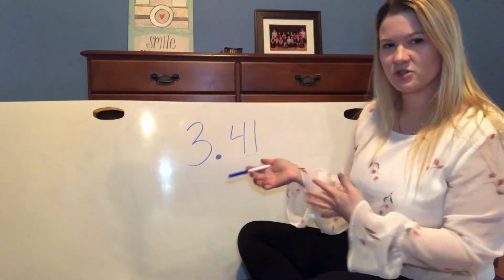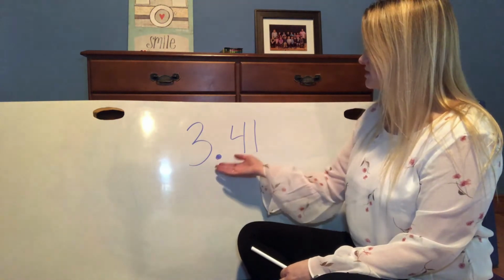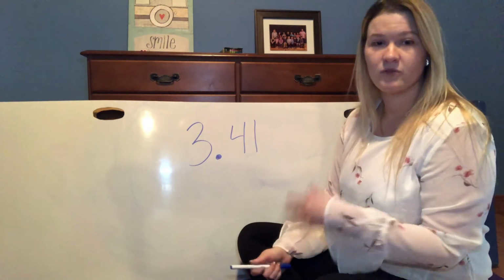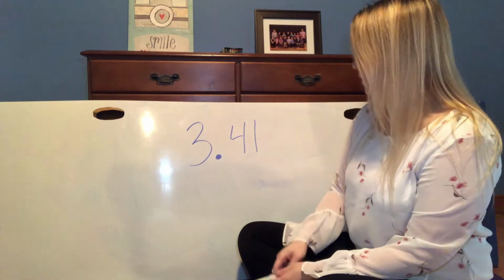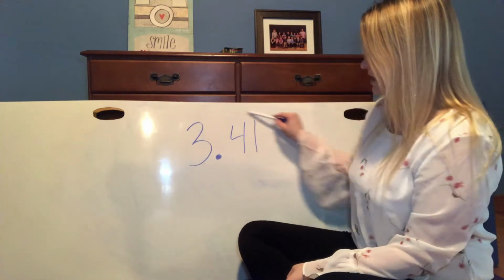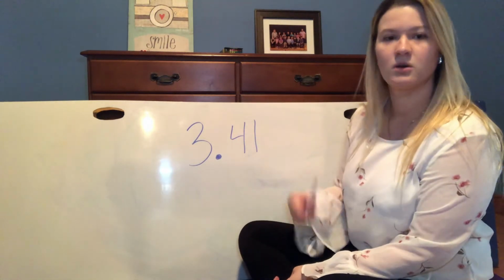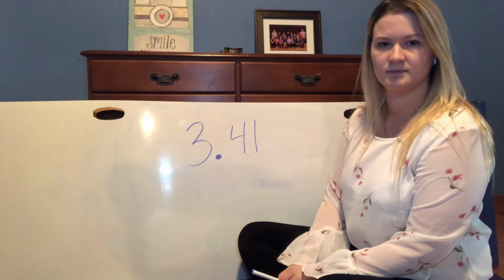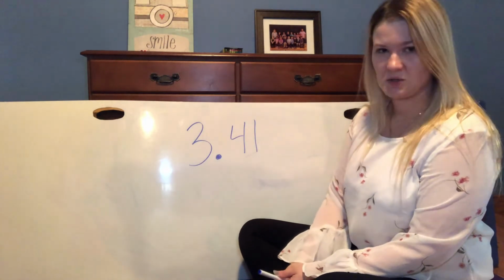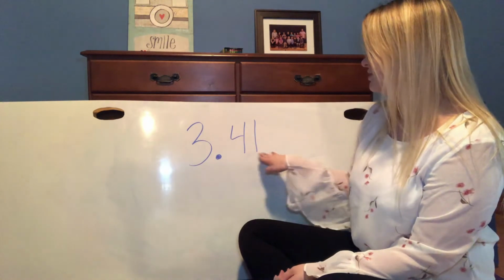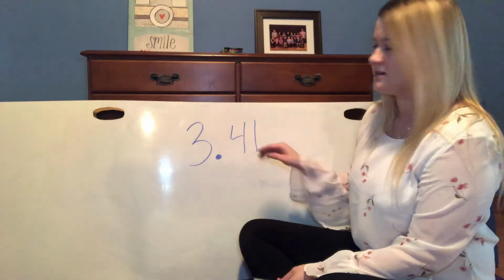Okay, so here is our first decimal number. We have 3.41. So my first question to you is, was our fourth piece that got broken up broken into tenths or hundredths? Right, it was broken into hundredths because it goes into the second place value.